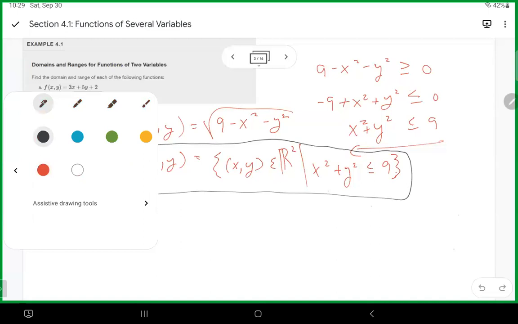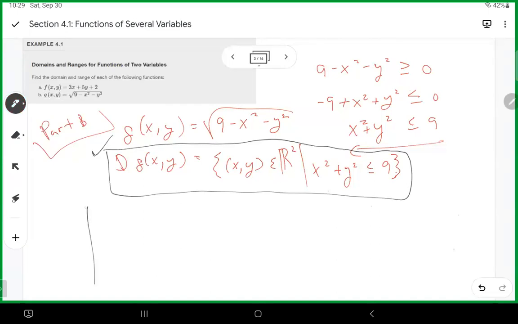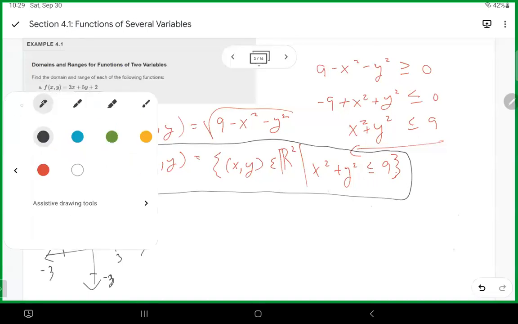So I will attempt to draw this for you guys. It's going to be a very, very rough sketch of this, and I think you guys are well aware of that. So we put our 3's in: negative 3, 3, 3, negative 3. And then actually, I think I can put in a circle.